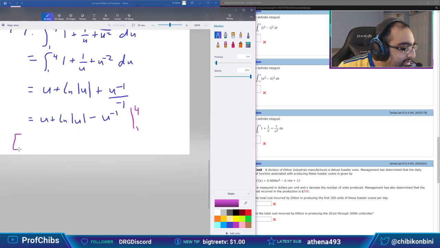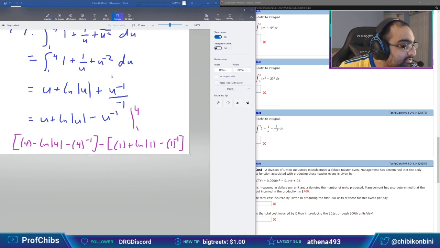So first one, we'll plug in 4. So 4 plus the natural log of the absolute value of 4, minus 4 to the minus 1. Okay. Minus, plug in that 1, 1 plus natural log of the absolute value of 1, minus 1 to the minus 1. Okay. So far, so good.